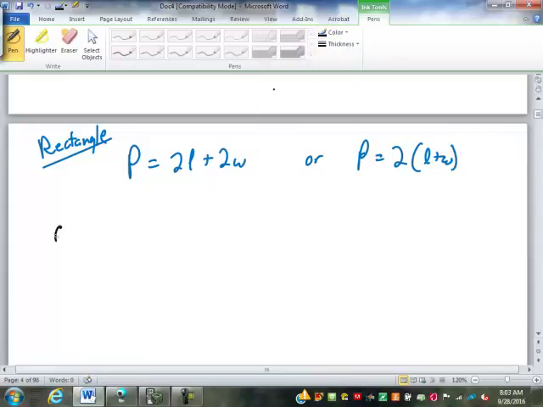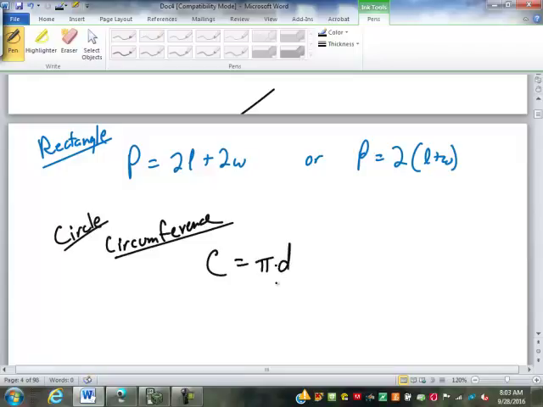For a circle, its perimeter is called a circumference. And you find the circumference of a circle, the perimeter of a circle, by taking pi times the diameter. So that's why we had to be able to measure that diameter up there, because to find its circumference, the distance around, it's pi times the diameter. What is pi?